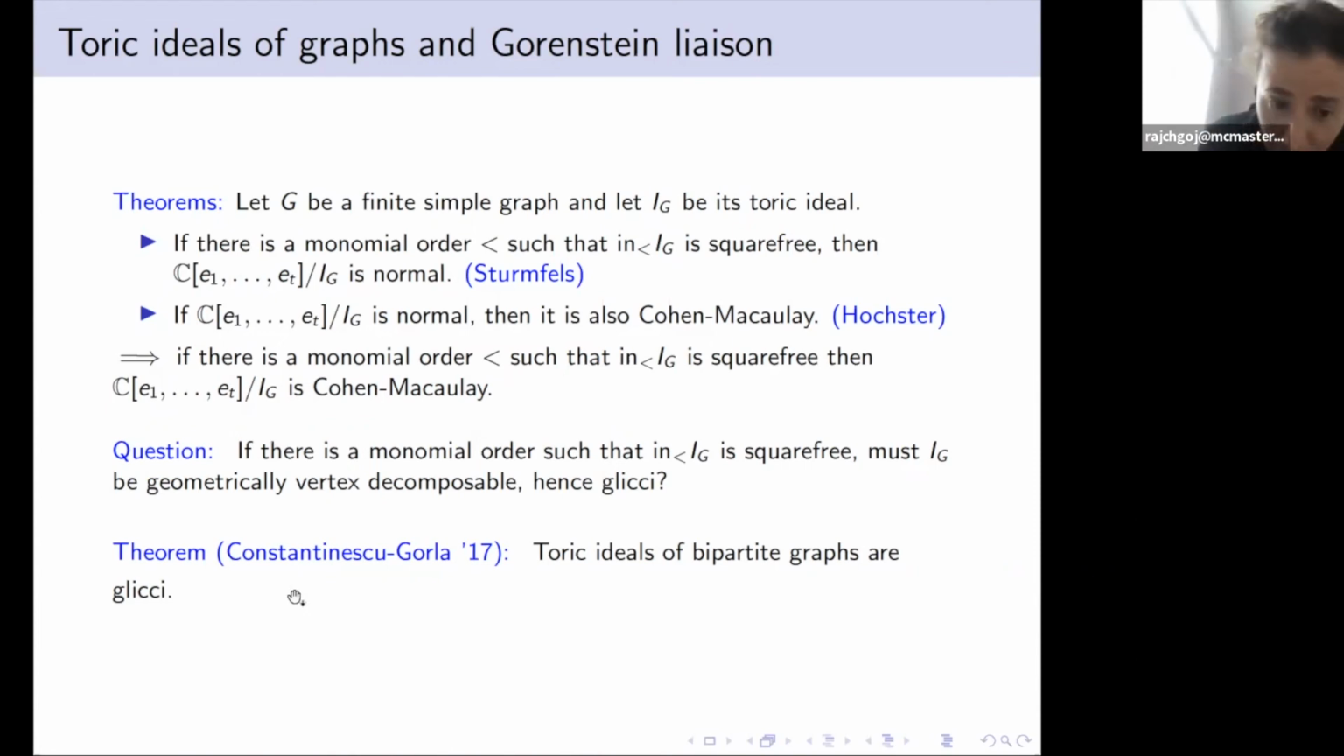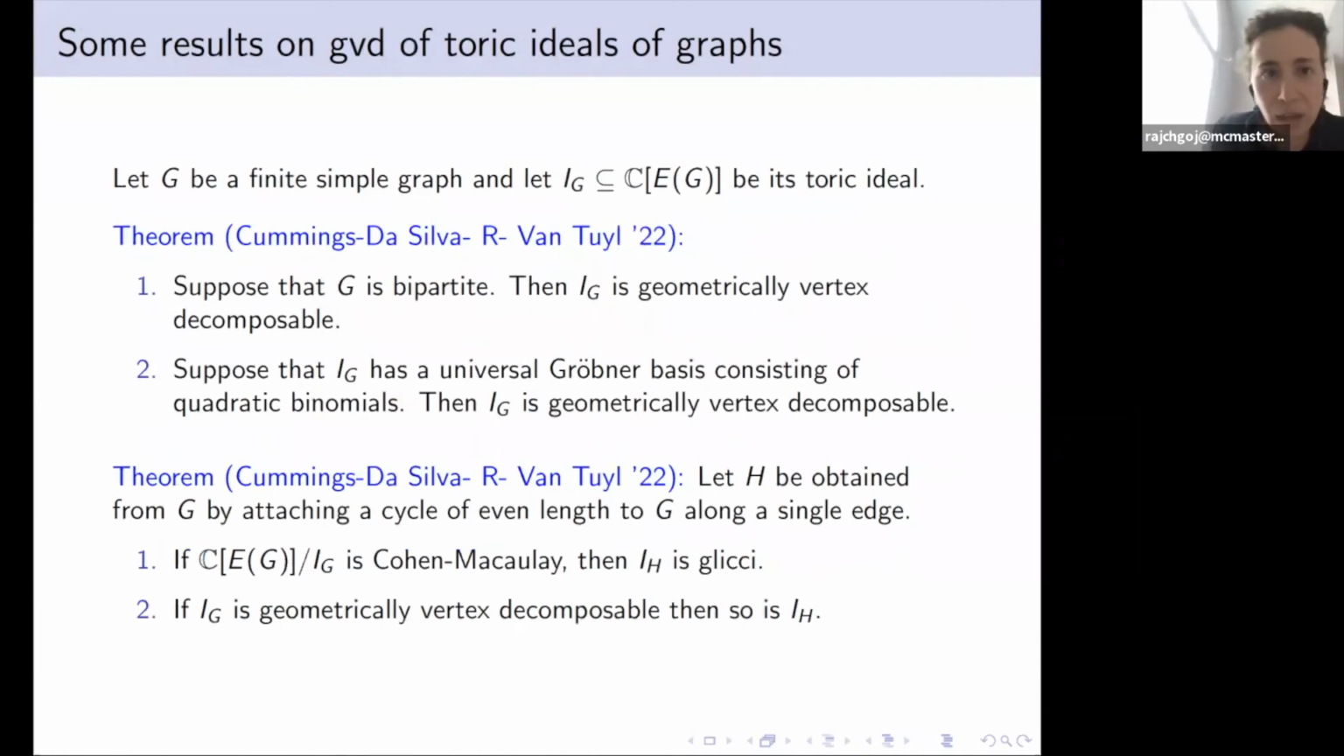Okay. And so towards this Gleachy question, Constantinescu and Gorla in 2017 proved that toric ideals of bipartite graphs, which do fit into this class of having a square-free initial ideal, are Gleachy. Okay, so they don't make reference to geometric vertex decomposition there, but they give this very nice, very combinatorial argument to show that these graphs are Gleachy.